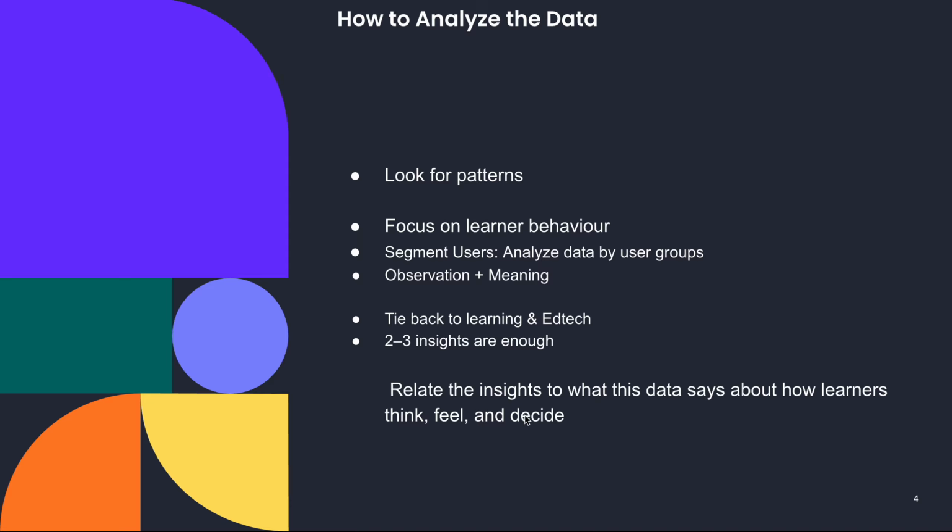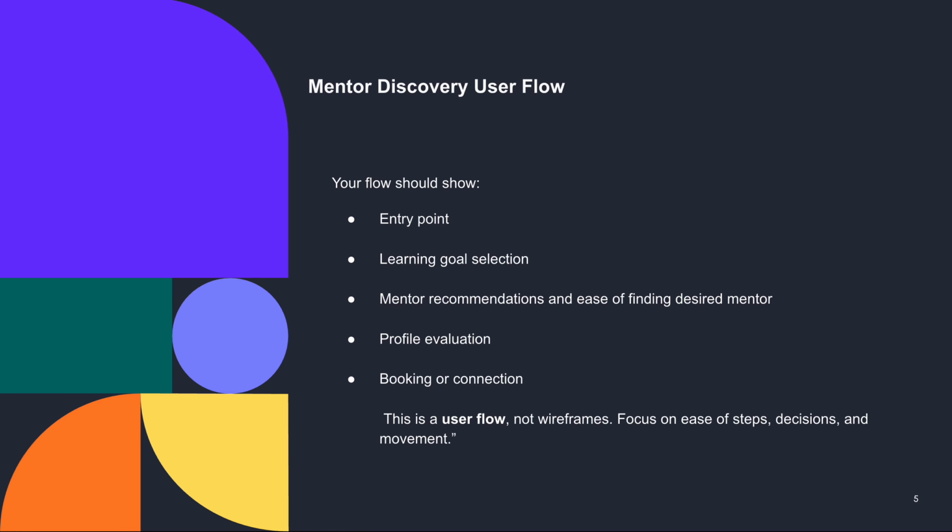Relate the insights to what this data says about how learners or mentees think, feel, and decide. So what is the mentor discovery flow going to look like? Your user flow should always have an entry point, learning goal selection. Remember the main problem that we're facing on Mentorify: mentor recommendations and ease of finding the desired mentor. The keywords are profile evaluation, booking or connection. There are other things that you should have that I might not have listed here, so ensure that when you're drawing out your flow, you consider everything.